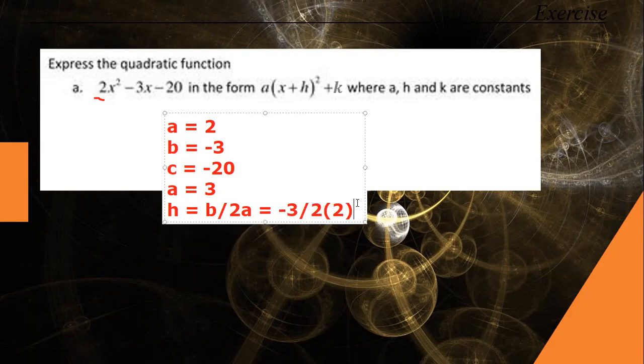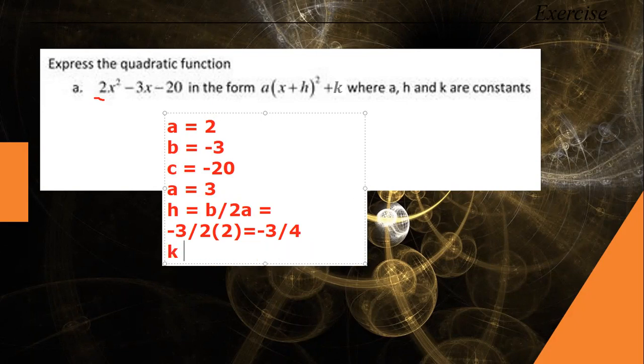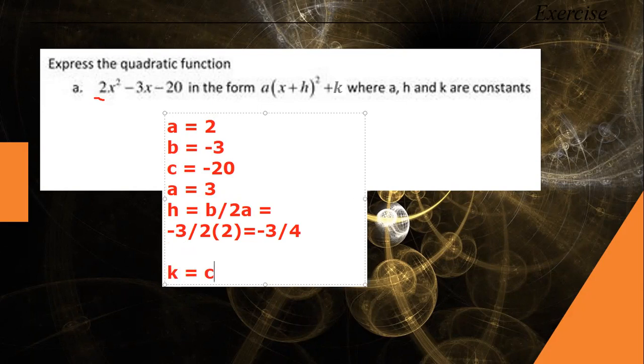Okay, that's going to give me what? -3 over 4. You agree with that? That's going to be equal to -3 over 4. And K is going to be equal to C minus (0.5 times B times H). I'm going to use this as multiplication, so we're going to use the multiplication sign. So 0.5 by B, which is -3, multiplied by H, which is -3 over 4.